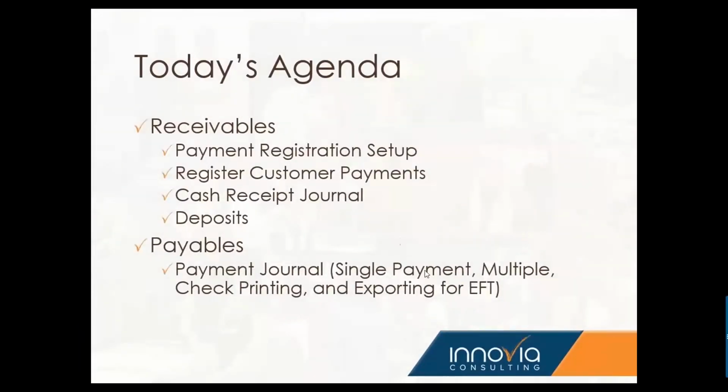This is today's agenda, the things that I want to be covering with you guys. On the receivable side, we're going to look at a newer feature in Business Central called registered customer payments. Before that, I'll show you a quick setup that has to be done in order to use that functionality. Then I'll show you some of the good old-fashioned ways, the cash receipt journal and the deposits functionality. Then we'll move into the payables, and we'll look at the payment journal and the different types of payments you can make there: single payments, payments to multiple vendors, check printing, manual checks, and exporting for EFT.